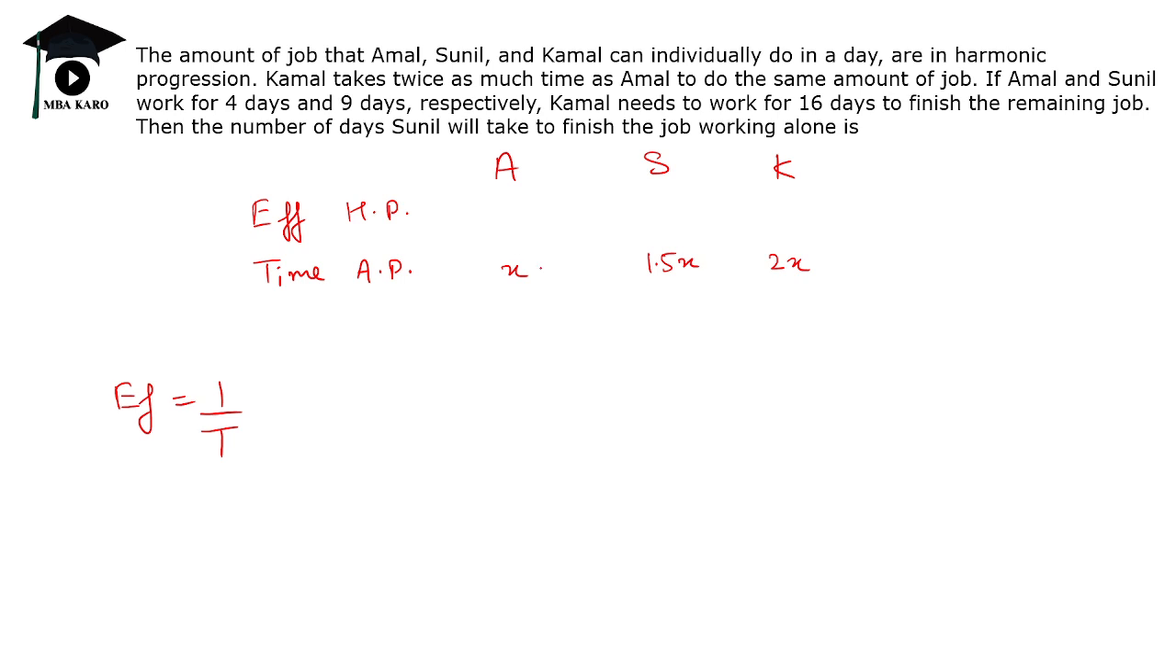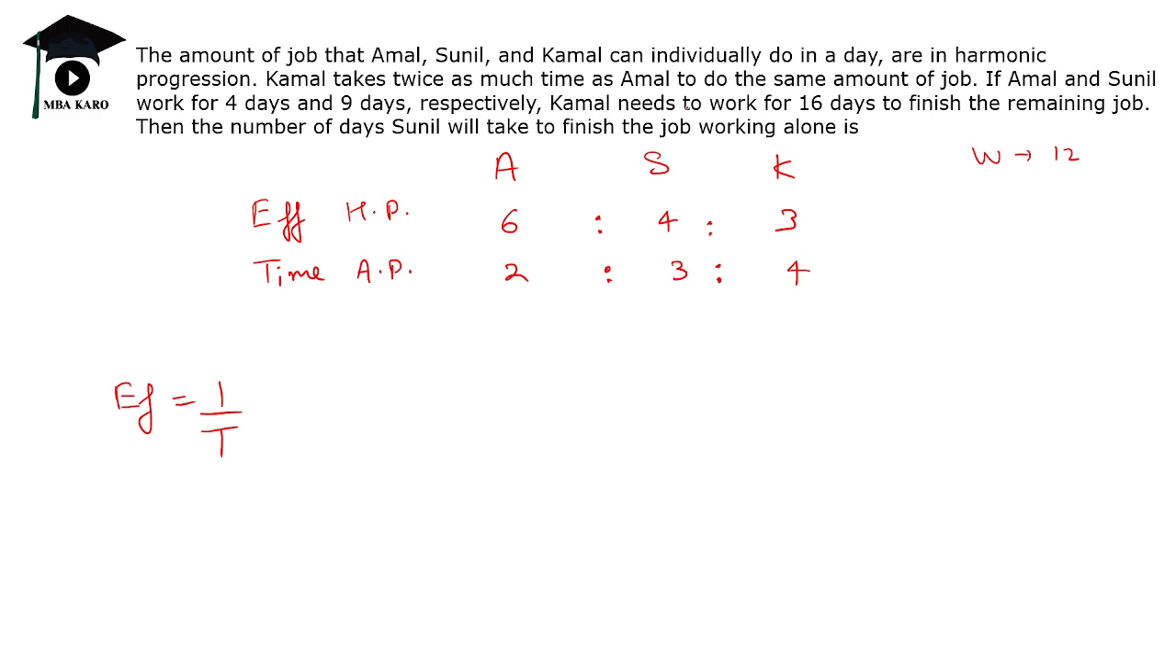Or you can take the time as 2, 3, 4. Now we will find the ratio of efficiencies. Suppose the work is 12 units, so Amal's efficiency will be 6, Sunil's efficiency will be 4, and Kamal's efficiency will be 3. So this is the ratio of efficiency. Time is in the ratio 2, 3, 4, which is given to us, and we can find the efficiency using this given information. So we get the ratio of efficiency as 6:4:3.